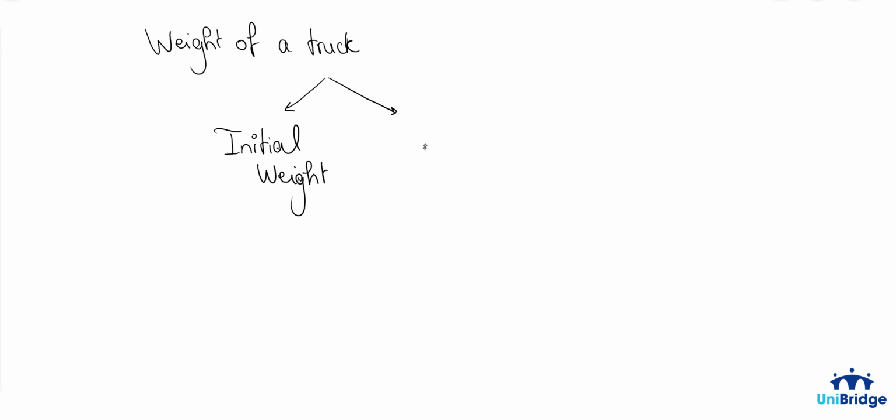And then the variable part will be a function of two things, the number of boxes multiplied by the weight of each box. So this would represent the weight of the truck.